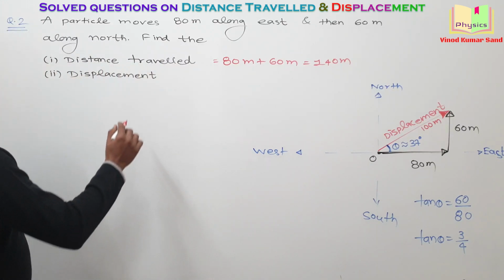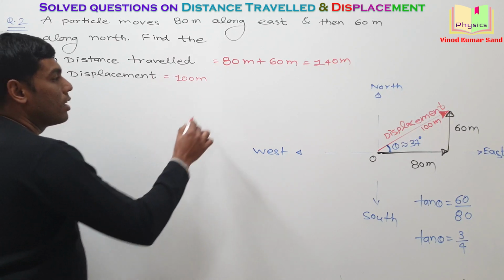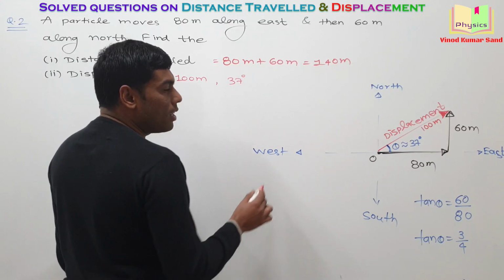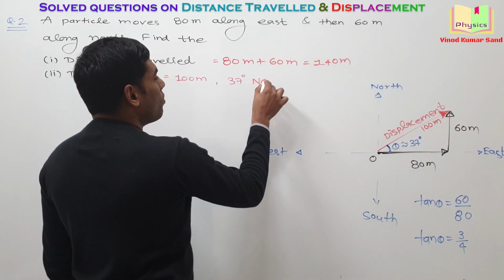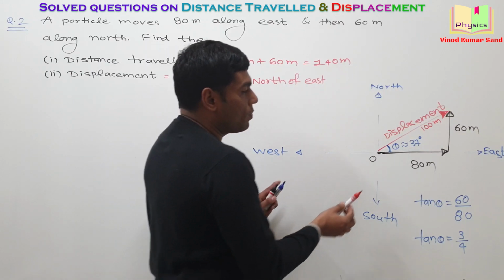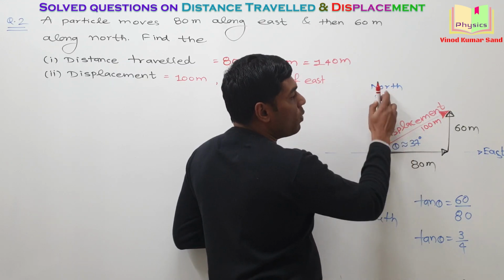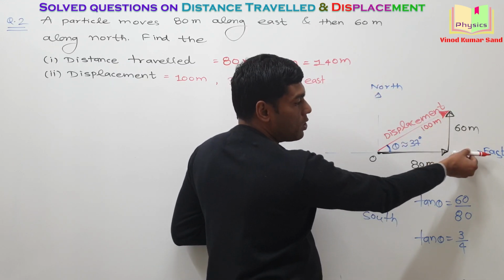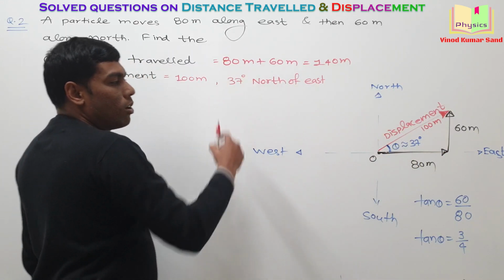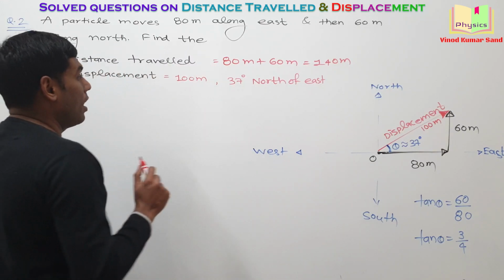So I am writing the answer for the displacement. It is equal to 100 meter. And the direction is almost 37 degree north of east. See how to write it. 37 degree we are turning towards the north. And from which direction we are turning? From east. So 37 degree north of east. Clear?